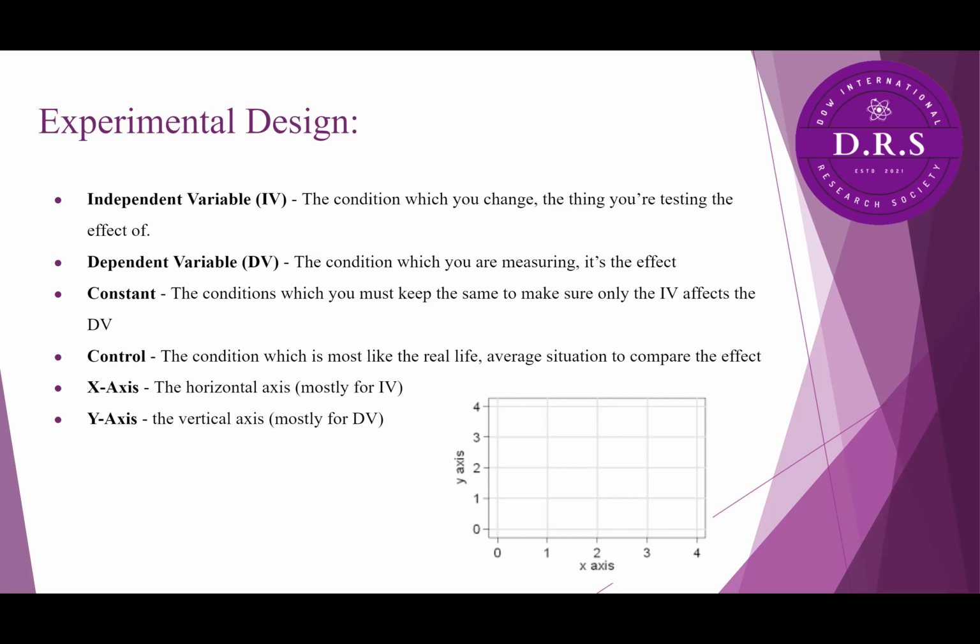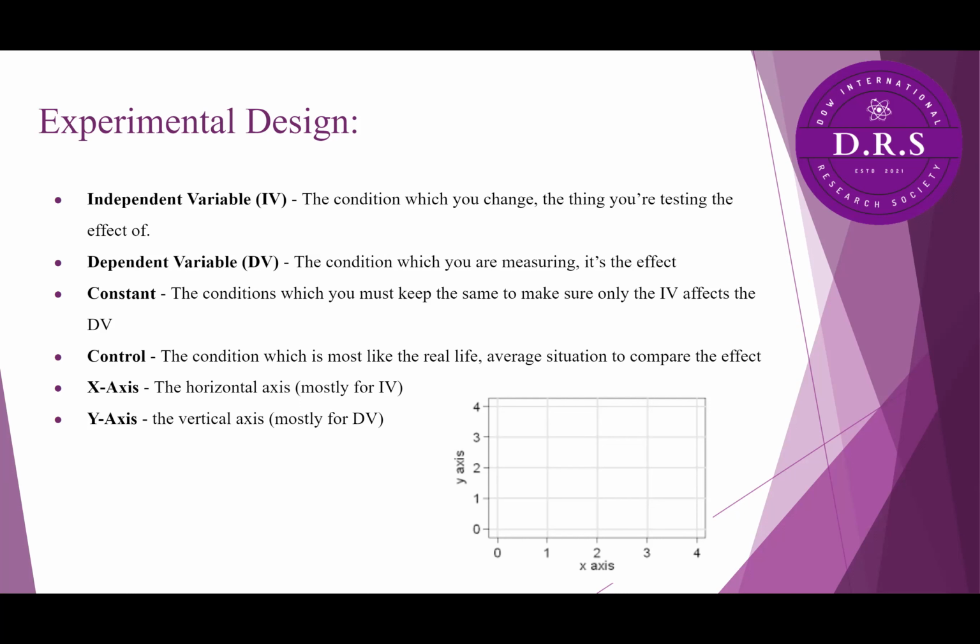And this is a condition that you change, the thing that you're testing the effect of. So let's say, for example, you have an experiment where you want to test the effect of the color of light on the growth height of a plant. So the IV in this case would be the color of light, because you are purposely changing the color of light to see what is its effect on the height of that plant, right? Now you measure that height of the plant in centimeters, for example. So the condition that you measure, that is the DV.